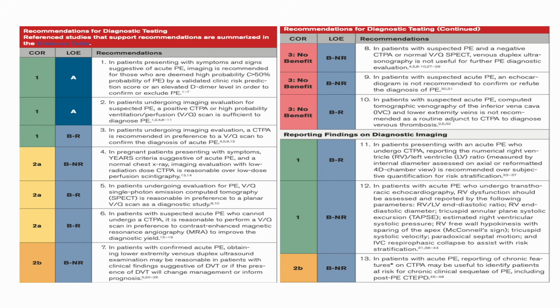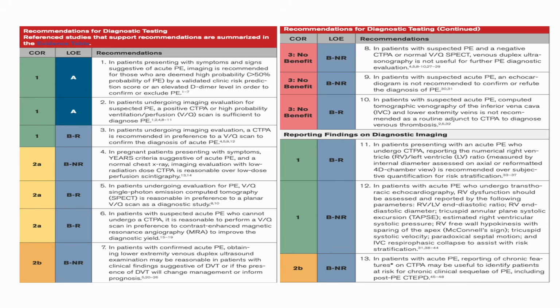Number one, when you have a suspected PE but a negative CTPA and a normal VQ SPECT, there's no role of doing a duplex ultrasound. When you have a suspected PE, there's no role of just doing an echo to confirm or refute the diagnosis. And there is no role of doing a CT venography of the IVC to diagnose venous thrombosis in such settings.